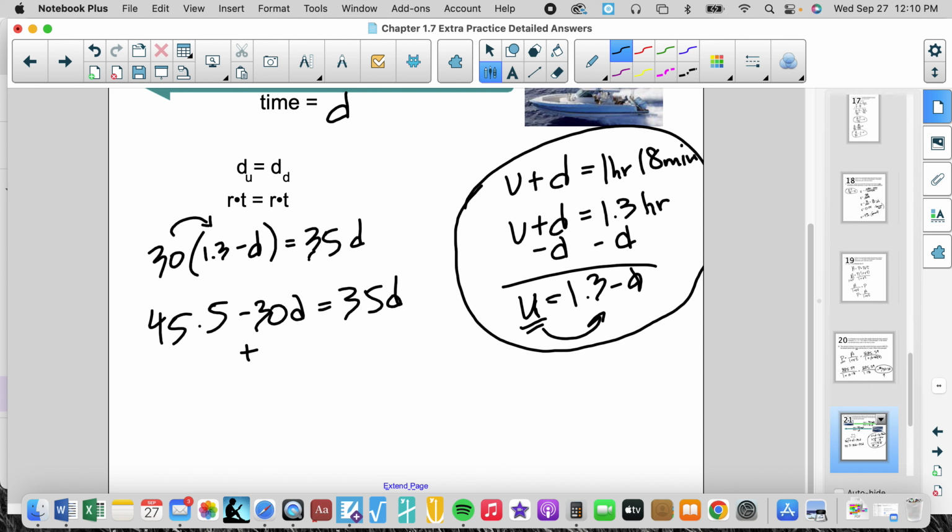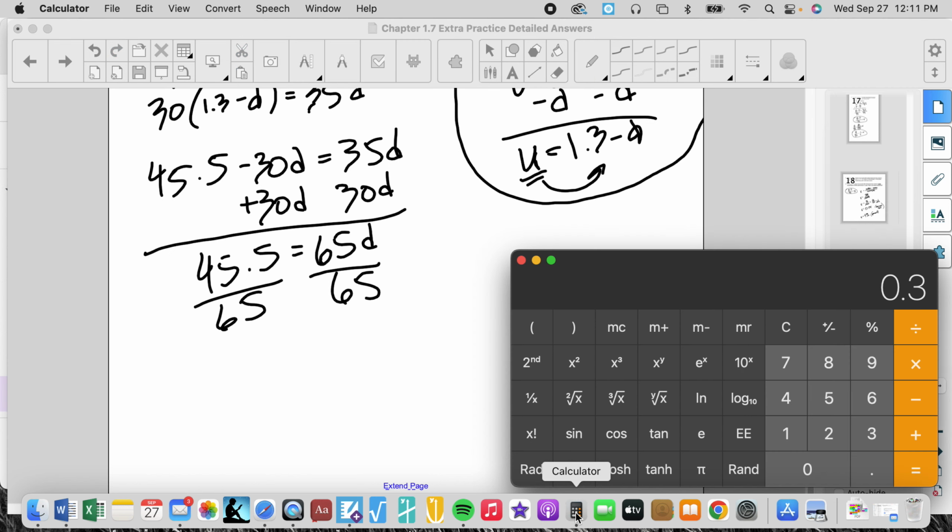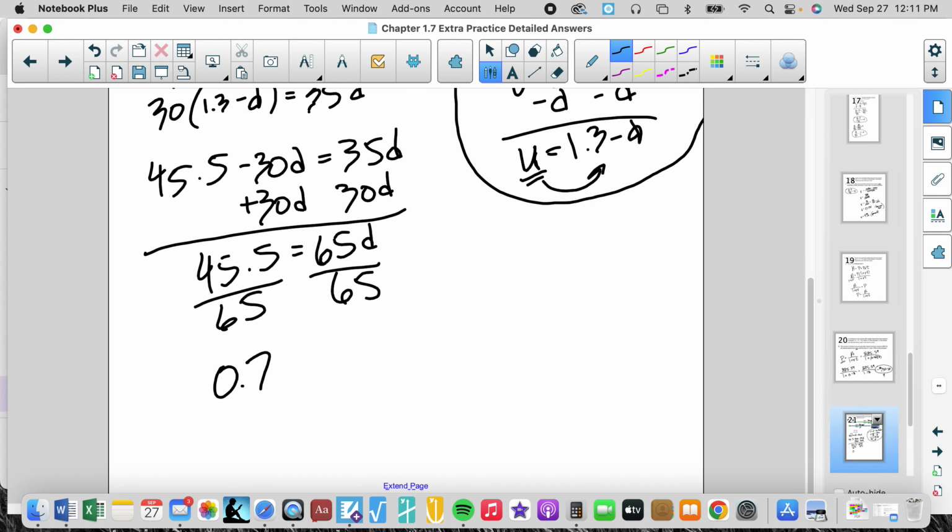Let's move the variables to the same side. 30D. We get 45.5 equals 65D. We're going to divide by 65, and we get 45.5 divided by 65, which gives us 0.7. 0.7 equals D. And D is the downtime.